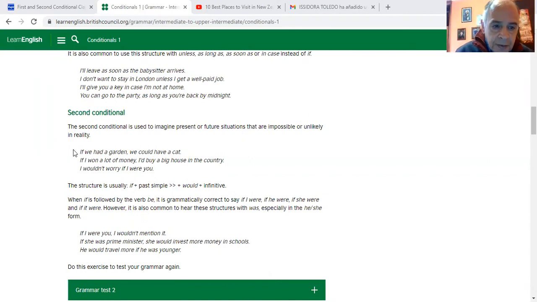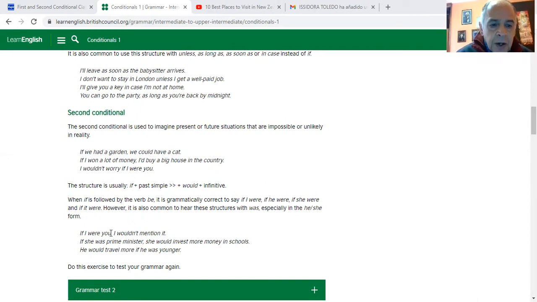Okay. What I was saying, if we had a garden, we could have a cat. So we don't have a garden, so we can't have a cat. But if we had a garden, we could have a cat. Now, here, could is the same as would. Okay, it's a conditional sentence.